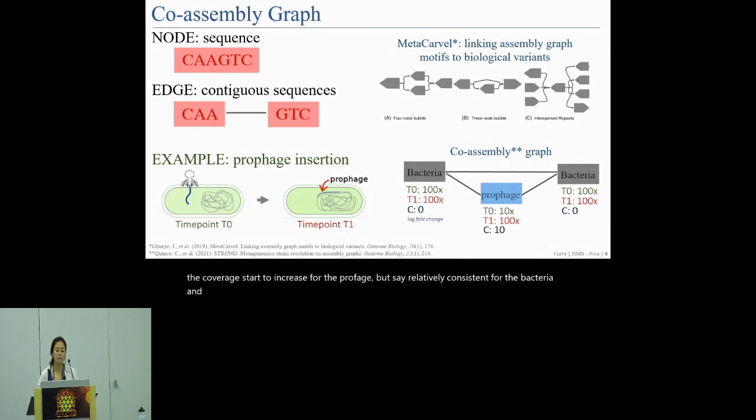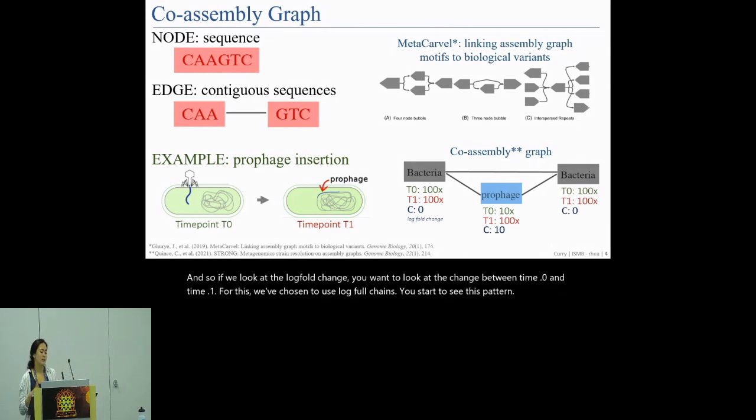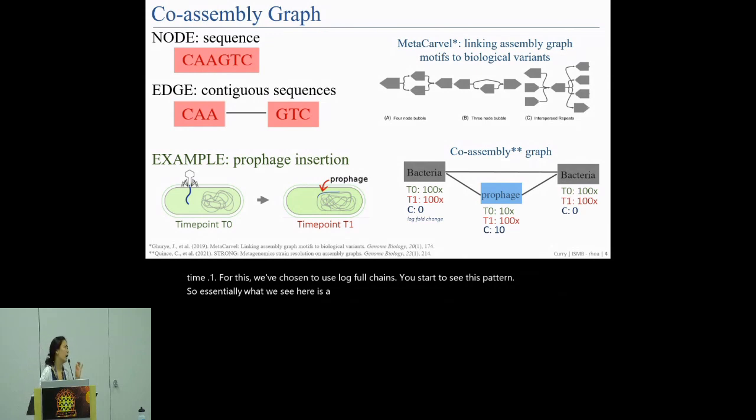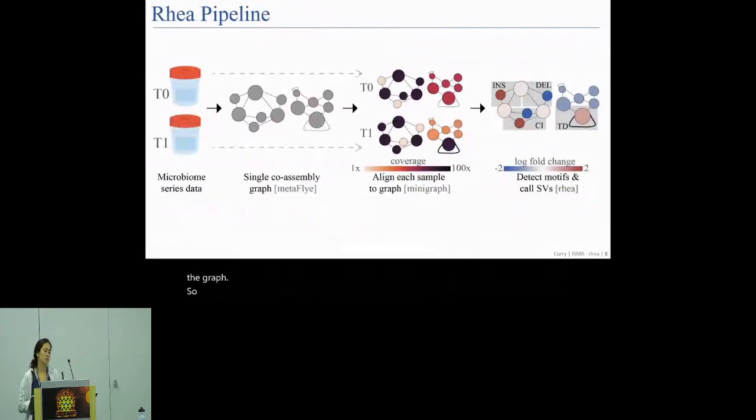And so if we look at the change between time point 0 and time point 1, for this we've chosen to use log-fold change. You start to see this pattern. Essentially what we see here is a triangle with one outlier, with one point that has a significantly different log-fold change in the coverage between the two time points relative to the other two. So we're looking for one outlier within this triangle substructure in the graph. This is kind of the underlying idea of our entire array of pipelines.